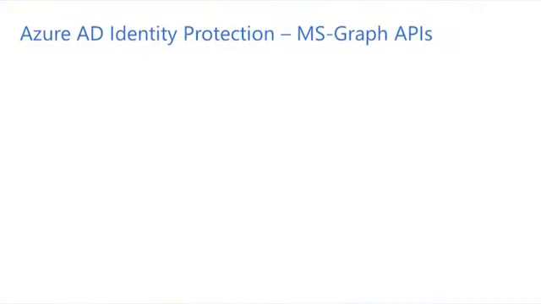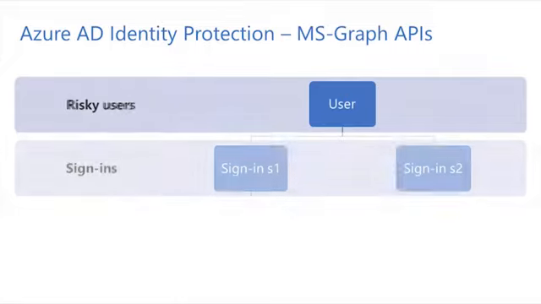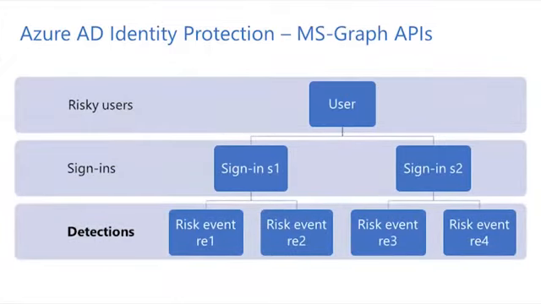So basically, we just have a new UI, right? Well, UI is just the tip of the iceberg. The enhancements are at every layer. Behind the UI, you'll find some very powerful Microsoft Graph APIs. Customers can use these APIs to get information on risky users, risky sign-ins, or just the underlying detections.